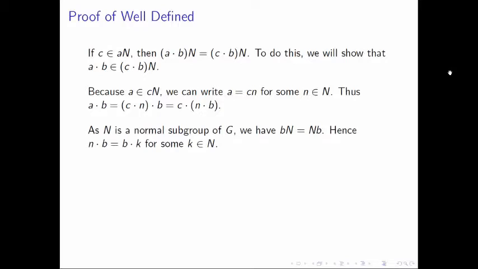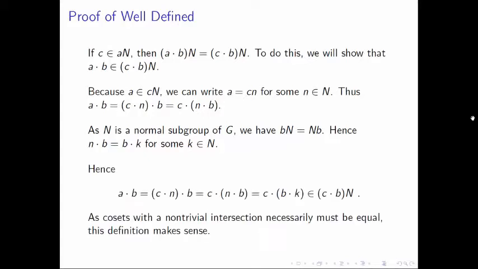Next, let's use the fact that N is a normal subgroup of G. That means that the left coset, bN, is equal to the right coset, Nb, making sure that we're using the right condition for left cosets being equal to right cosets. This means that we can take n·b, an element of this right coset, Nb, and we can write it as b·k for some k inside of N. Switch it around and think of it as the left element of the left coset.